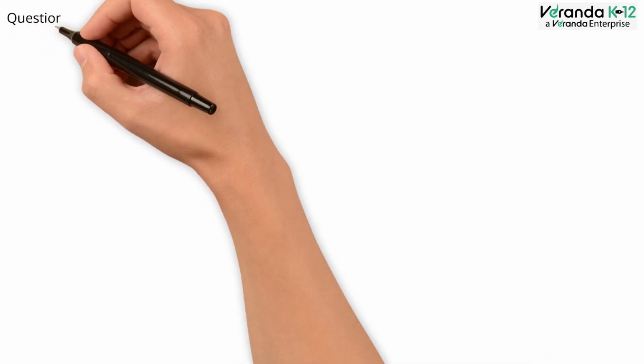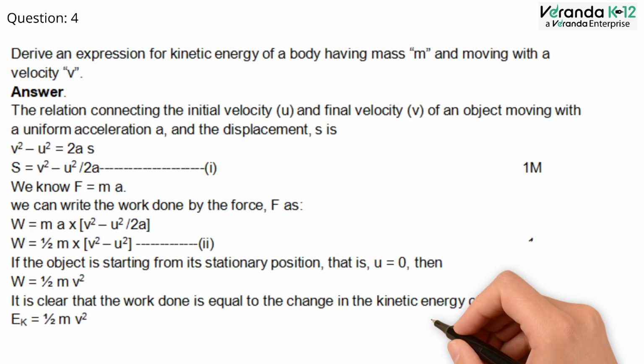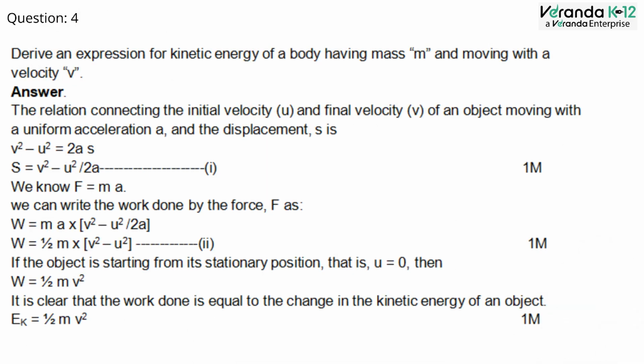Question number 4. Derive an expression for kinetic energy of a body having mass m and moving with a velocity v. Answer. The relation connecting the initial velocity and the final velocity of an object moving with a uniform acceleration: v square minus u square is equal to 2as. S is equal to v square minus u square divided by 2a. We consider that equation 1.